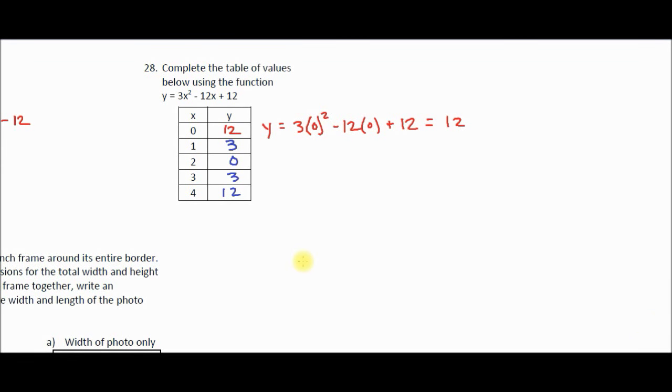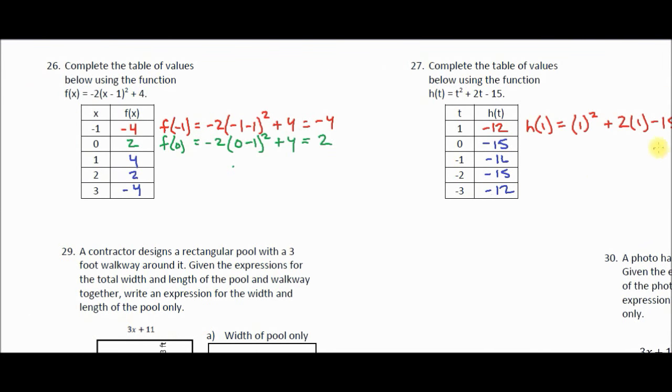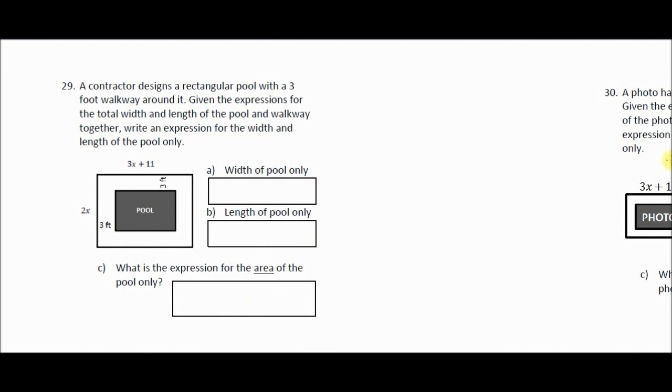Just completed question number 28. Let's go to question number 29. 29, this should be very familiar to you. You have seen this on previous quizzes and I think also on homework.